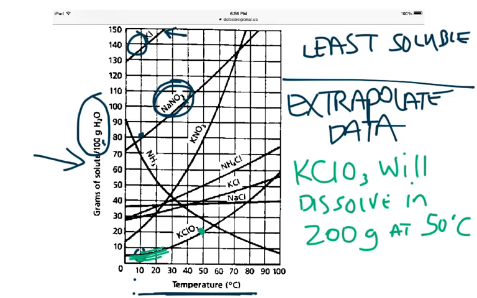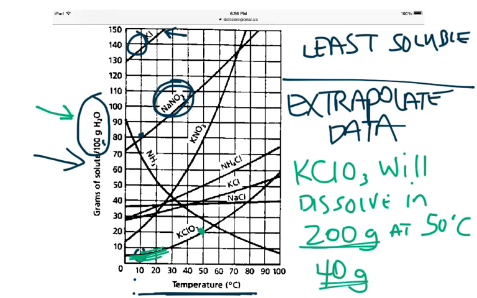But that's how much will go in 100 grams of water. So extrapolating data means I have to think, okay, so if 20 grams will go in 100 grams of water, and I have twice as much water, yes, you figured it out, you'll get twice as much of the solid. So if it's 20 grams, like I said, per 100, then this answer is going to be 40 grams. If I double the water, I double the solute.